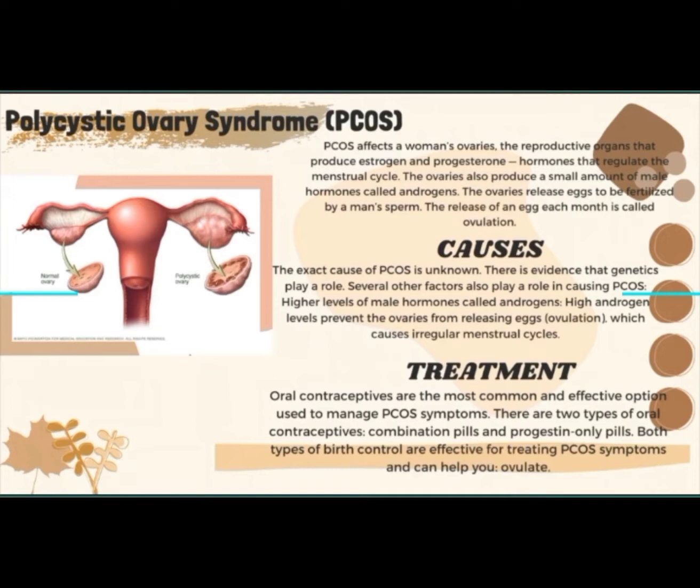Oral contraceptives are the most common and effective option used to manage PCOS symptoms. There are two types of oral contraceptives: combination pills and progestin-only pills. Both types of birth control are effective for treating PCOS symptoms and can help you.